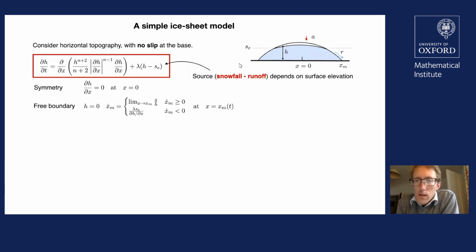I'm going to look for solutions which are of the form that's shown on the right here. So I'm going to make them symmetric, which means that they have to have a flat surface in the middle. And I'm going to assume that at the edge, which actually is a free boundary, we need to find where the edge is. I'm calling that xm. We assume that the ice has zero thickness there, and then if you make sure that you conserve mass at the front, then you can derive this kinematic condition for how that front should move.